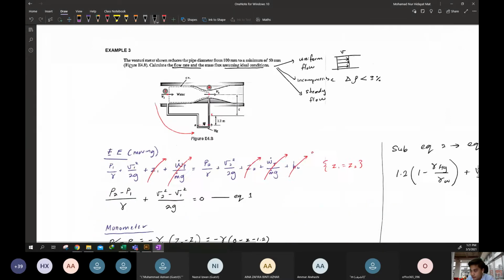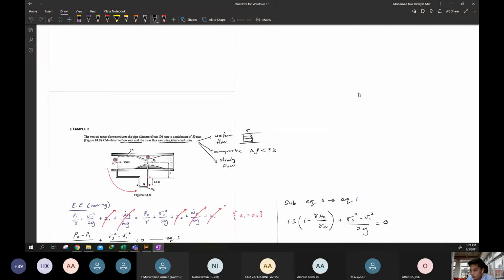Remember we learned the continuity equation. Our continuity equation says that Q_1 equals Q_2, which is the volume flow rate at point number 1, the same as the volume flow rate at point number 2. So Q we expand into A multiplied with velocity. Now I want to make V_2 the subject. So V_2 equals A_1 over A_2 multiplied with V_1.